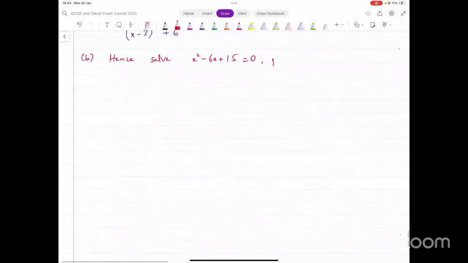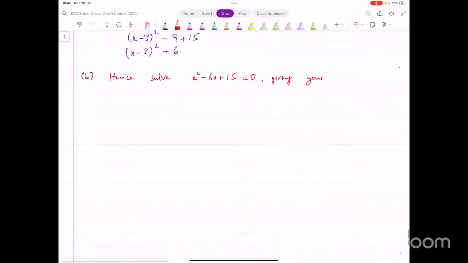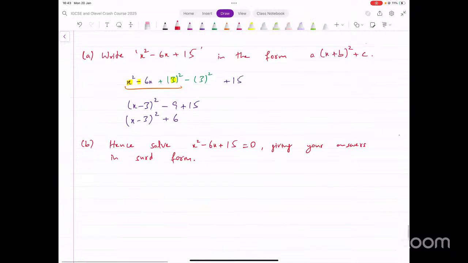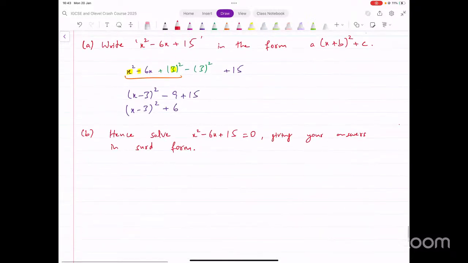Giving your answers in third form. Okay. Now they might do something like this. Now, in this question, actually, we would not be able to solve this because we would end up getting a negative inside the square root.